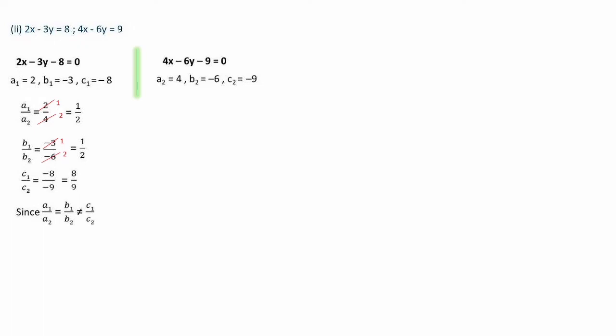So here a1 by a2 is equal to b1 by b2 but not equal to c1 by c2, because c1 by c2 is different, 8 by 9. So we can say that we have no solution. So when there is no solution, the system is inconsistent.